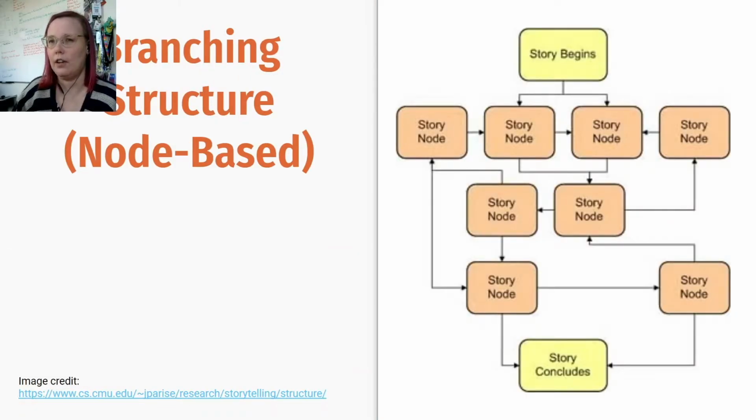You could have a node-based structure that is a little more complex, where the player basically chooses one way through the plot, and the plot has many, many nodes and maybe still concludes in one place, or maybe has multiple endings. But there are lots of parts of the story that your player may never see, depending on the choices that they make.